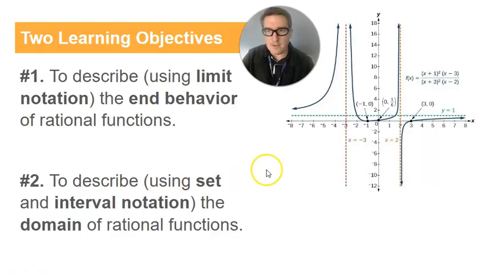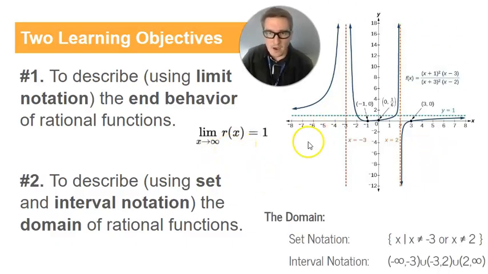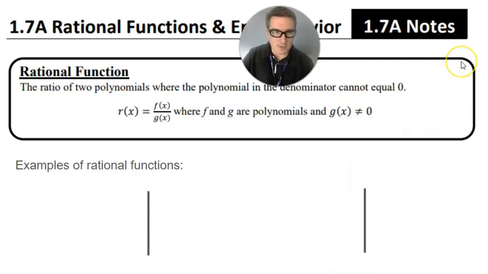What does this mean? Let's say I have a rational function like the one right here. Even looking at this graph here, I can analyze the end behavior of the graph and write it in limit notation like this. Moreover, I can describe the domain of this rational function in either set notation or interval notation. Your answers are going to be looking a lot like this. So let's start to write the notes.